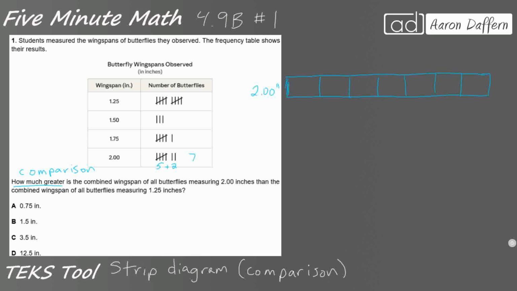All right, so I think that's going to work. And then each of these are going to be 2. 2, 2, 2. So here's my one quantity. So I've got 7 sets of 2. All right, this is pretty simple. All right, that's going to be 14. So this is the combined distance of the 7 butterflies that have a wingspan of 2 inches each.